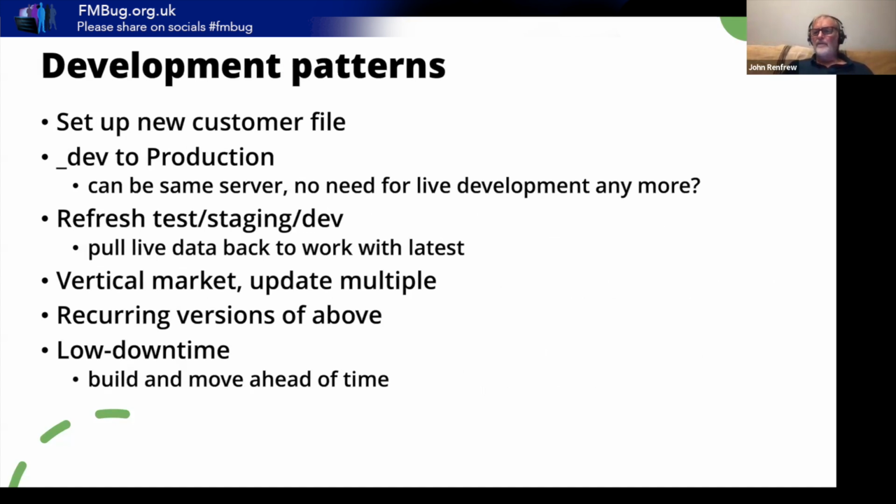So the kinds of patterns that may be enabled by Otto as a service. Hey, I've got a template file that I want to use when I set up a new customer file, for example. The classic, hey, I want to take some of my development work and put it onto production, absolutely can be the same server. It doesn't have to be another one. Therefore, if we have a tool that can do this for us, is there any reason why we should do live development anymore, other than the fact that something has to be fixed right now?